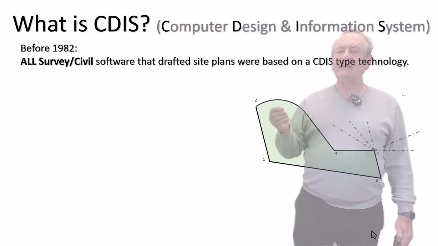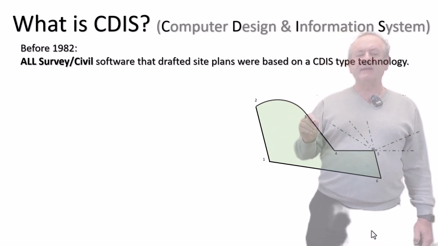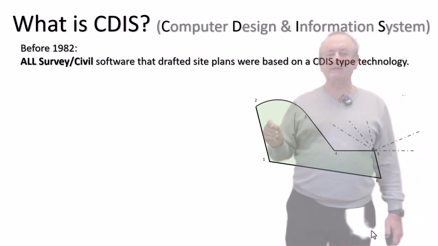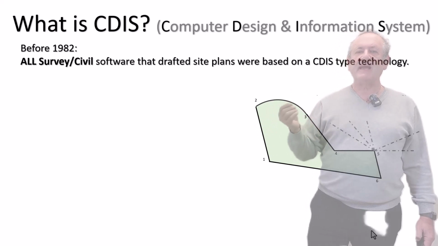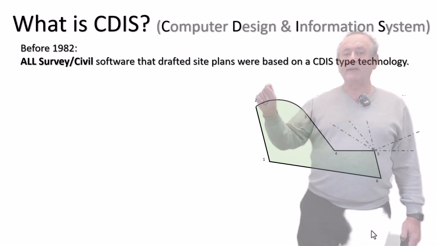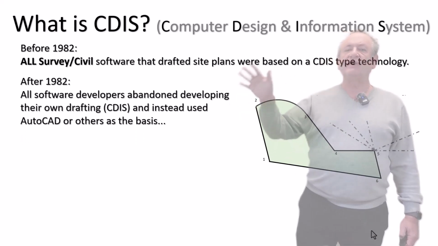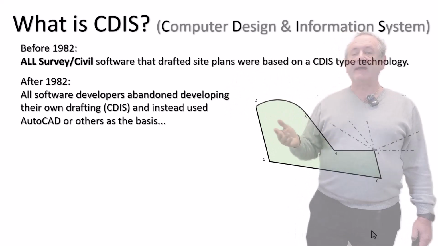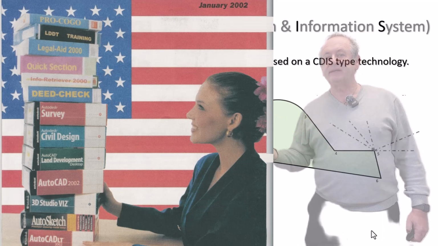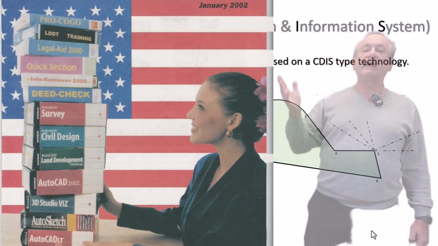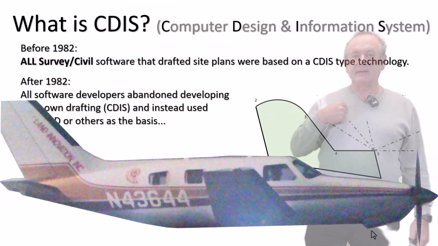So before 1982, all surveying and civil software drafted site plans based on a CDS type technology. In other words, a software vendor had to get a drawing out, so they had to create their own drafting package. They were computing one point in memory that contained the northing, easting, elevation and a description, and then created the lines and curves from those points. After 1982, software developers abandoned developing their own drafting, and instead they could work on top of AutoCAD. That's all except for one company. That was my company, Land Innovation.